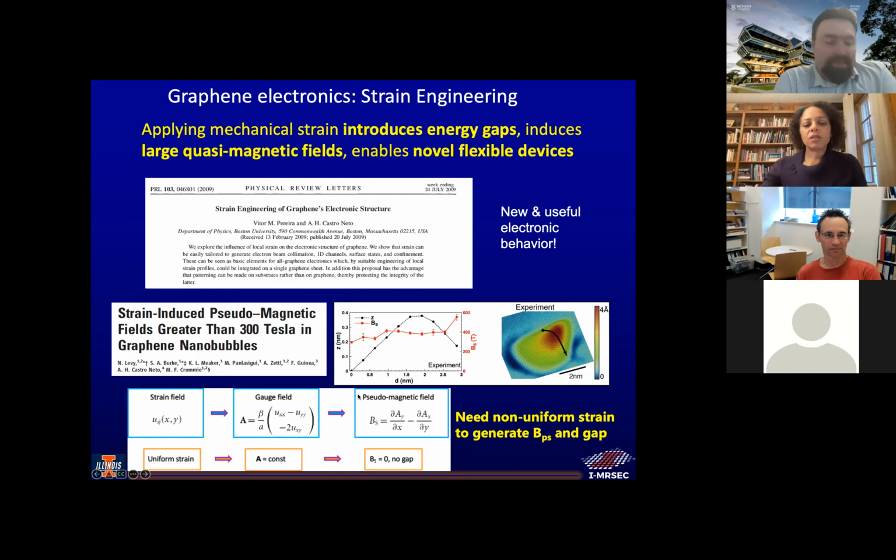One of the points here is that this only happens for non-uniform strain. If you had a uniform strain field, you wouldn't expect to see this pseudo-magnetic field. You could see other effects, but not the pseudo field in the same way.